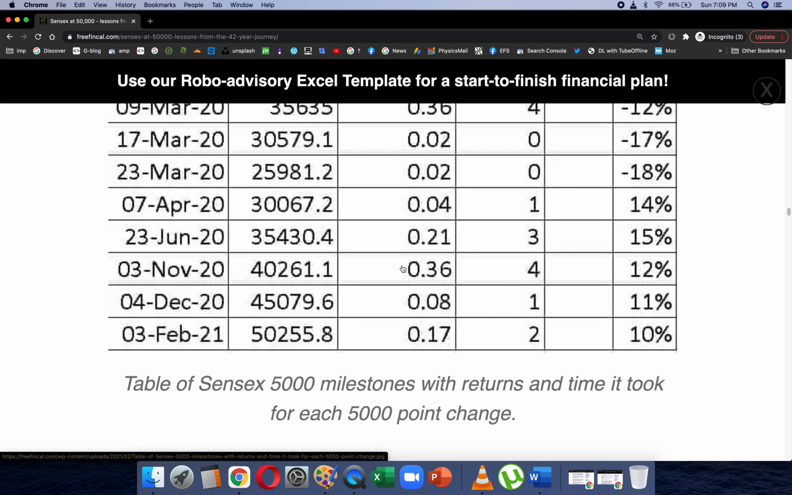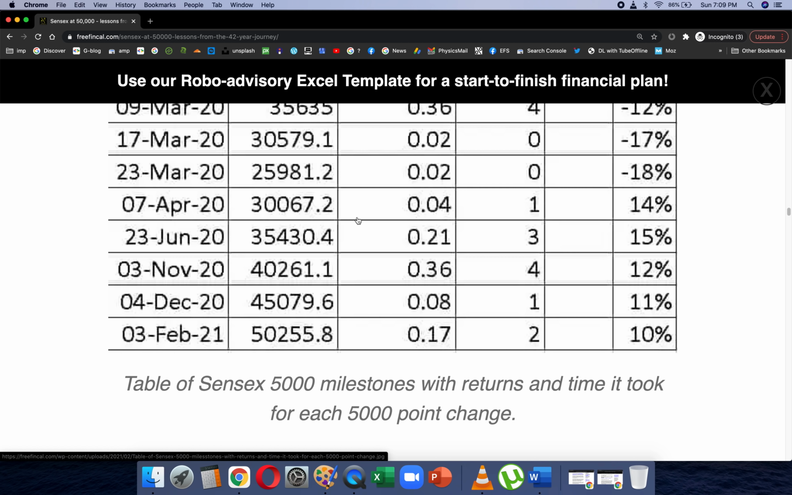5,000s that you've been seeing in 2020, you saw 30,000, you saw 25,000, 30,000, 35,000, 40,000, 45,000, 50,000. All those occurred last year since the crash. And all of them have been occurring within the space of weeks, if not months.